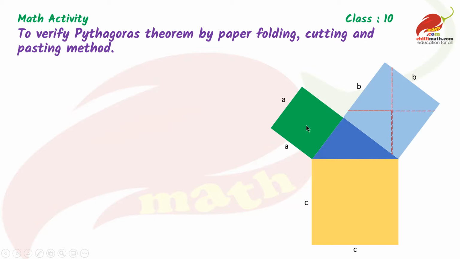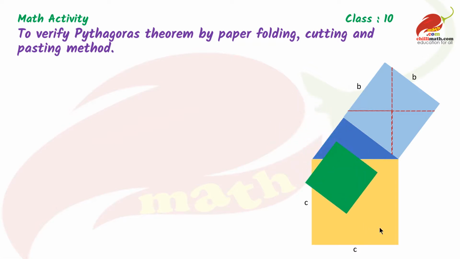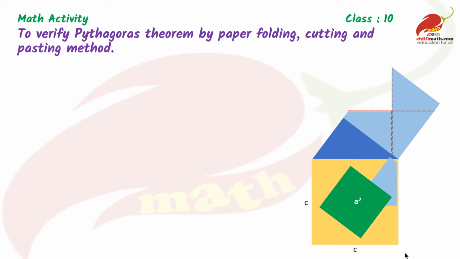Now take this green square with side A and paste it in the middle of the square with side C like this, and take these four parts from the square of side B and place them on the square with side C such that this yellow portion gets fully covered by this blue part. Here, just like this.